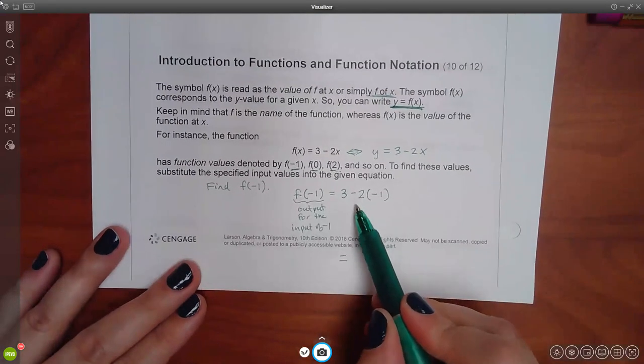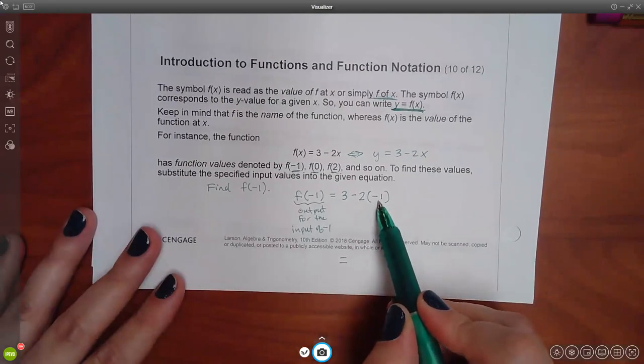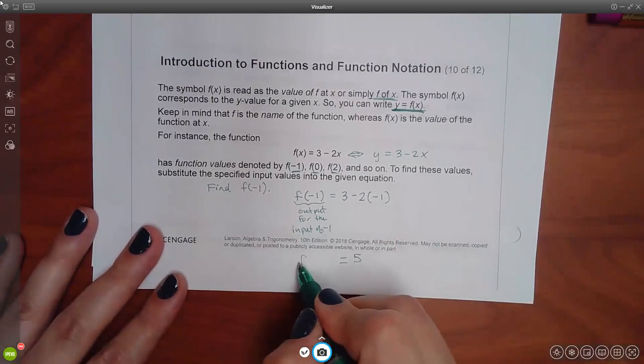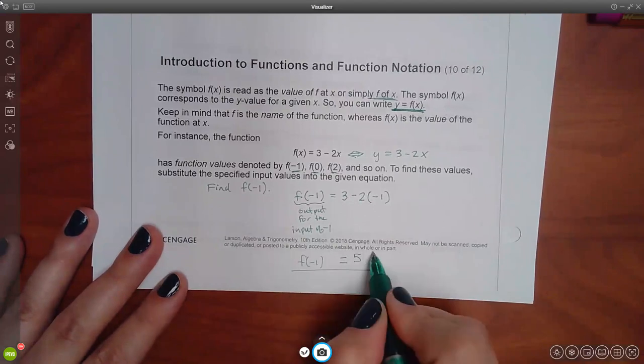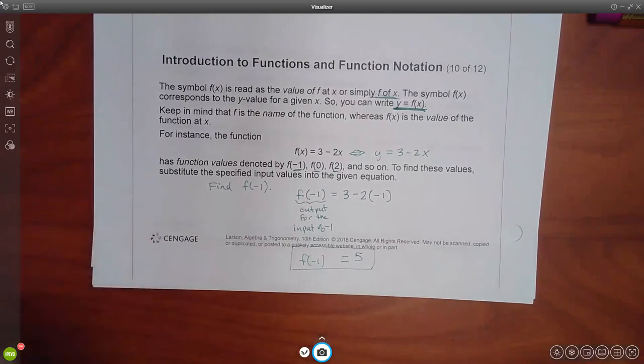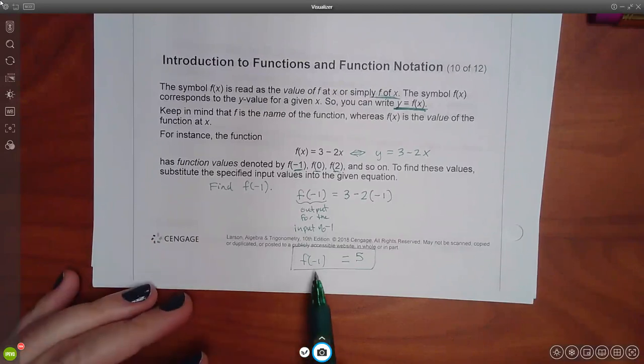So what do we get here? Doesn't that become plus 2? So does it turn into 5? Yeah. You're going to leave it like this. That is the proper notation to write that, okay? Do not go and divide by negative 1 and say f equals negative 5. That's wrong, okay? This is just a label.